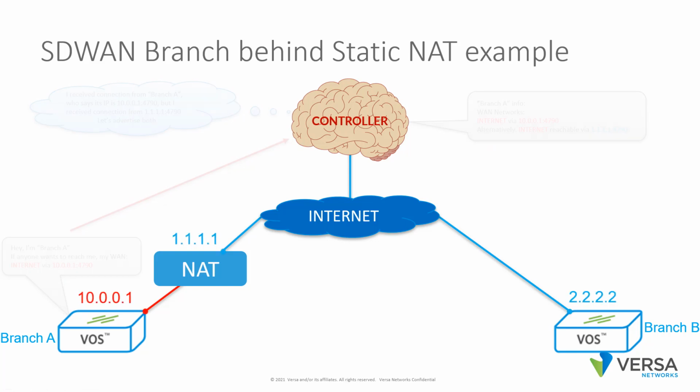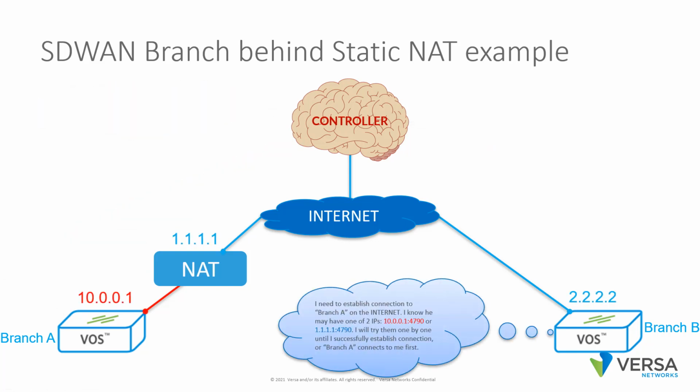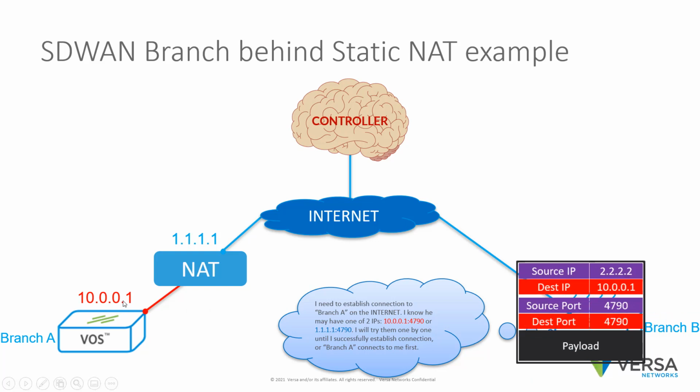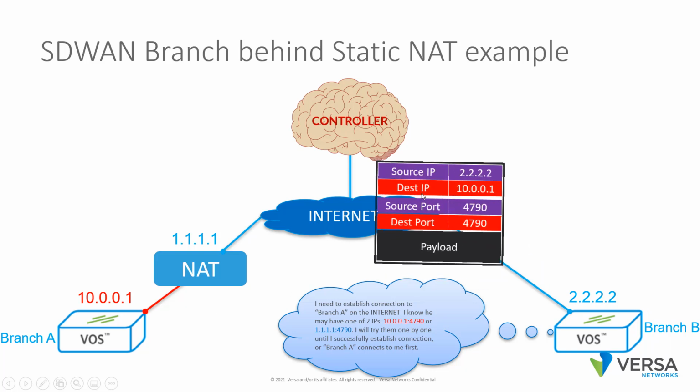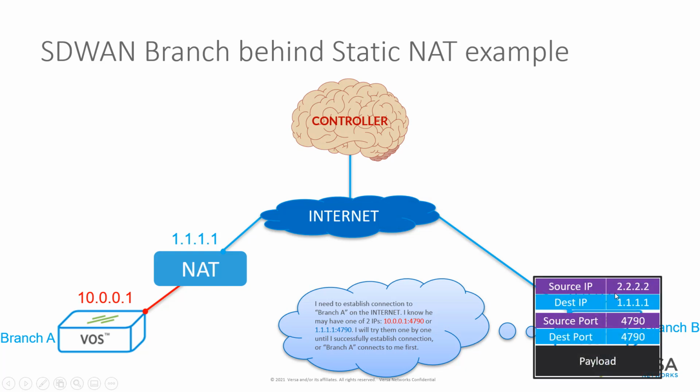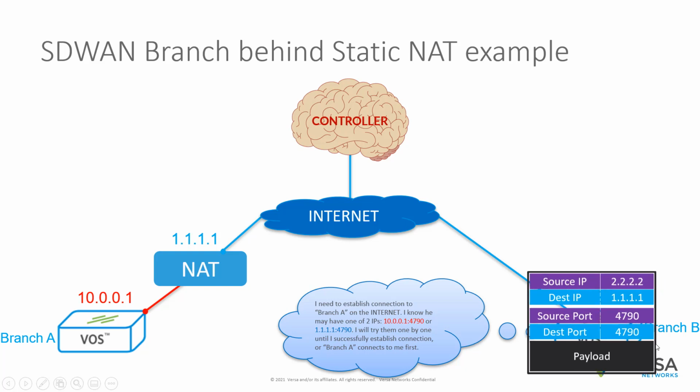And in this case, of course, the connection will be established because branch B will see that it has two possible ways to connect to branch A. It will try first, for example, the IP address 10.0.0.1, which was informed first. It will send the packet, and the packet will successfully die somewhere on the internet because it's unroutable through the RFC 1918 space over the internet. Then it will try another connection establishment, from its local IP address to the secondary IP address reported by the controller, in this case 1.1.1.1 port 4790.